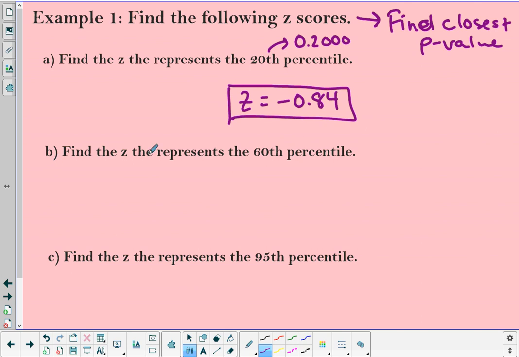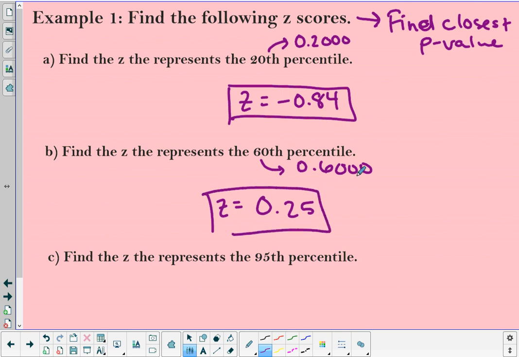For Part B, find the z that represents the 60th percentile. 60th percentile means that it's 0.6000. And again, I'm going to look for the closest thing, and my closest z-score is 0.25. So I look for the probability of 0.6 within the table, and what's the z-score that's closest to it.